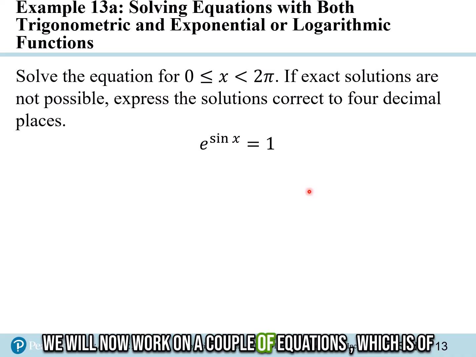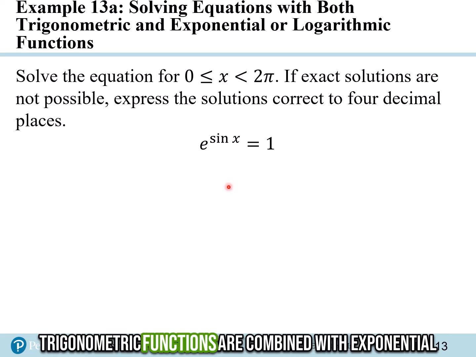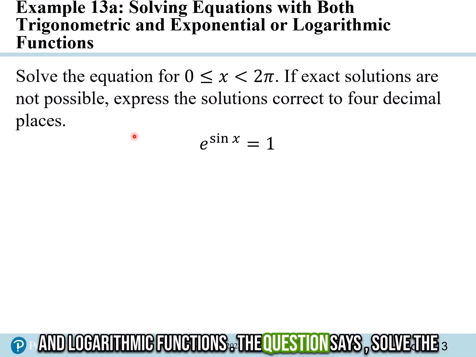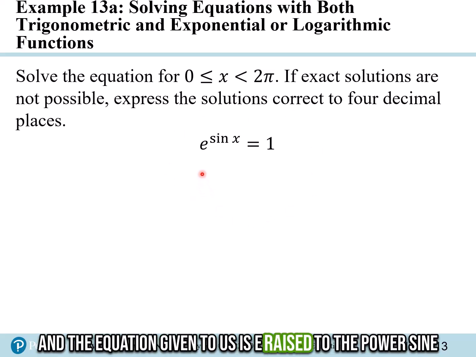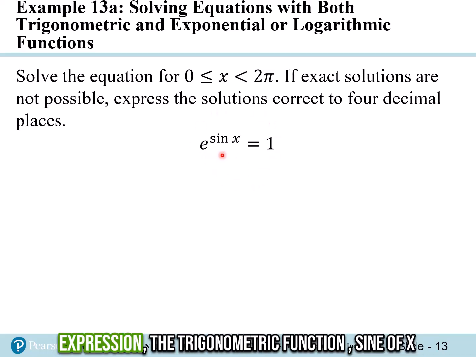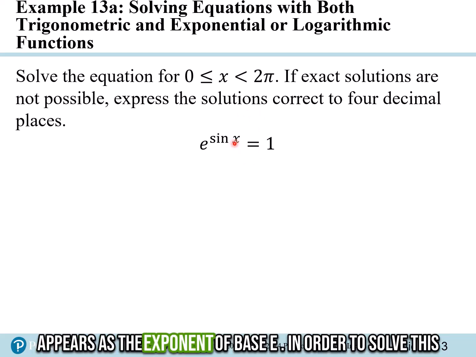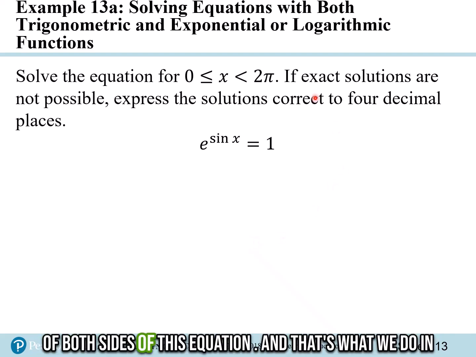We will now work on a couple of equations which are of a slightly different nature, in the sense that the trigonometric functions are combined with exponential and logarithmic functions. The question says solve the equations for x between the intervals 0 and 2 pi, and the equation given to us is e raised to the power sine of x equals 1. Here we see that the trigonometric function sine of x appears as the exponent of base e. In order to solve this equation, we will end up taking the natural logarithms of both sides of this equation.